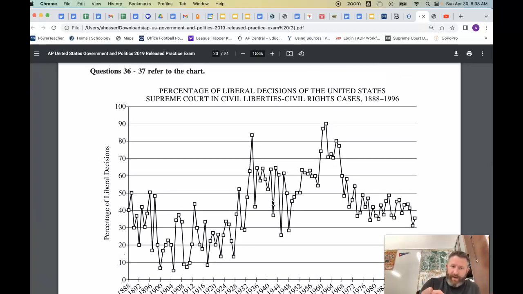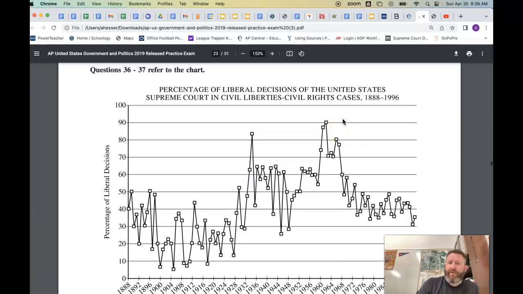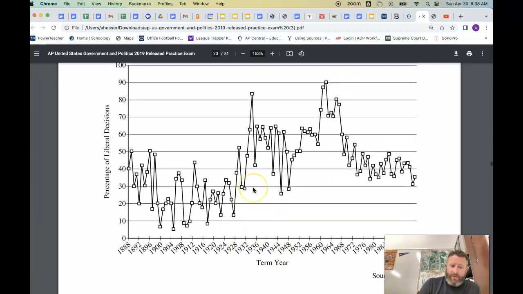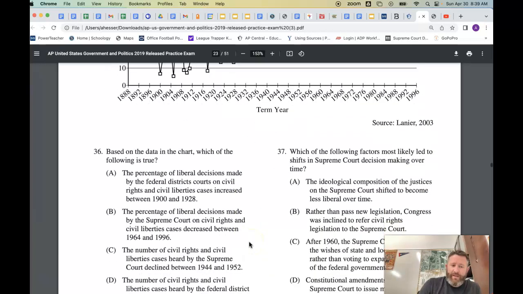Review. You got it. Percentage of liberal decisions of the United States Supreme Court in civil liberties and civil rights cases. Oh, we just talked about those two things, but now we're talking about both. Unit 3, civil liberties and civil rights. 1888 to 1996. Wow, that's a long time. Liberal decisions. It's not saying Democratic because the party has changed. But what about liberal decisions?